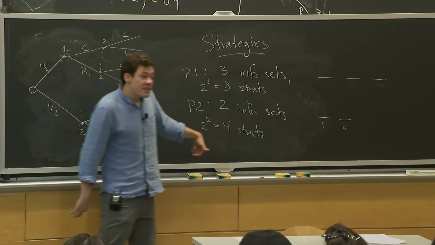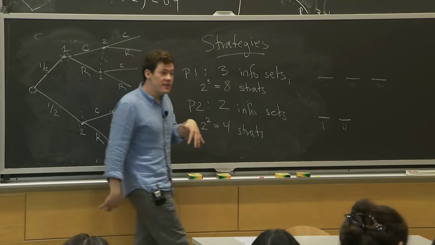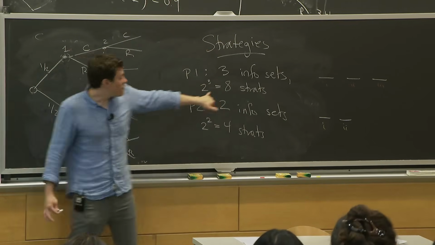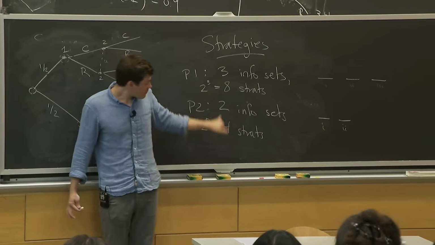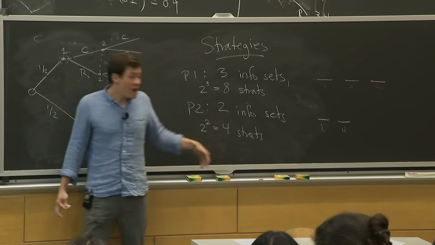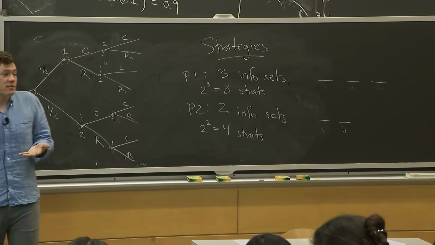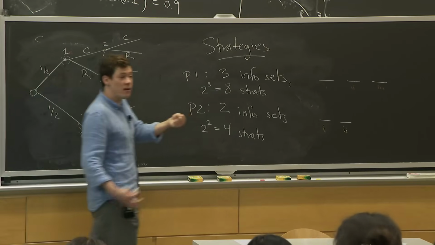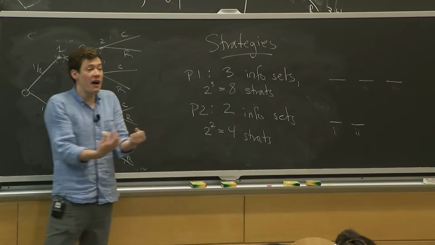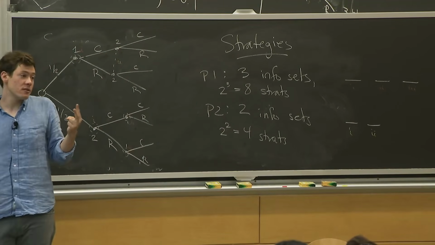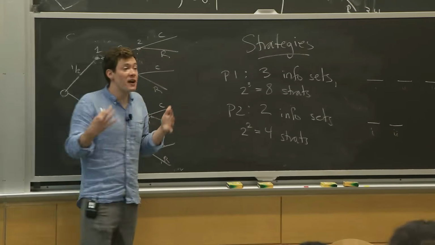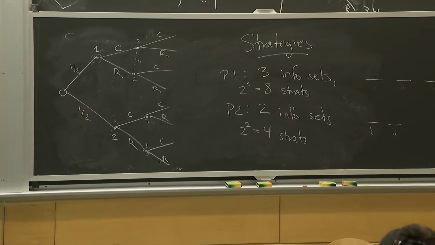If we really want to specify this game, we have to specify utilities for every strategy profile. So we're not going to do it now, but let's just understand. If there's 8 strategies for player 1 and 4 strategies for player 2, then altogether, we have 32 strategy profiles. Because for each of the 8 strategies of player 1, we can combine it with a strategy for player 2. And then for each of those profiles, we have to specify 2 numbers, the payoff for player 1 and the payoff for player 2. So altogether, we need to specify 64 numbers in this really, really small game.